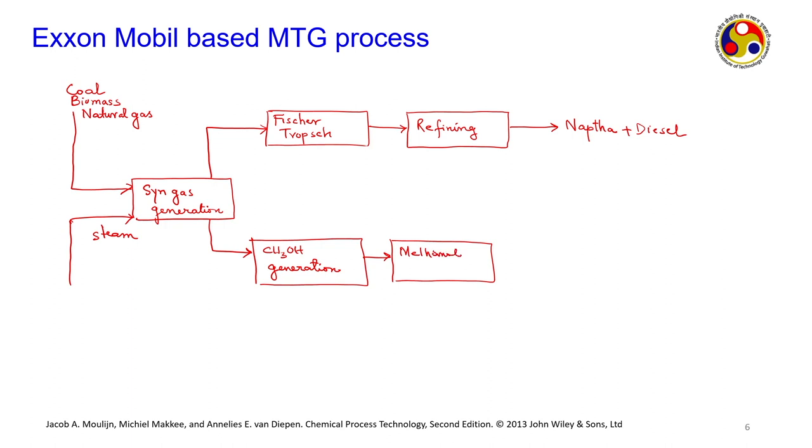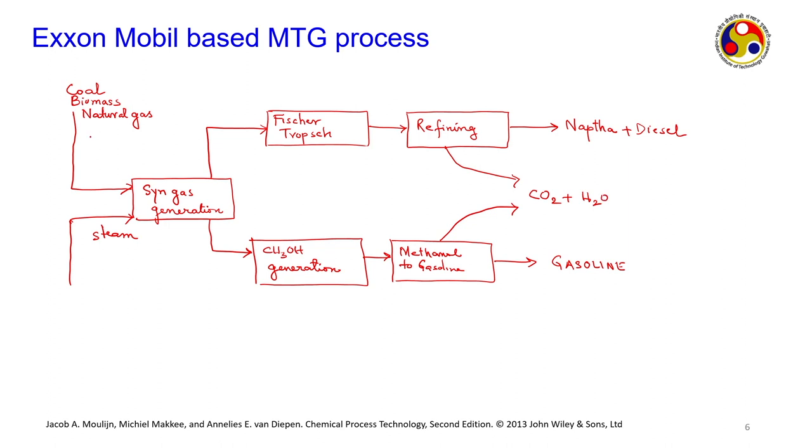Methanol to gasoline. If you go to methanol to gasoline, then finally the product will be gasoline. And what are the side products for both the processes? You will get CO2 plus water as the byproduct of both of these. So you see, these are the two routes basically.